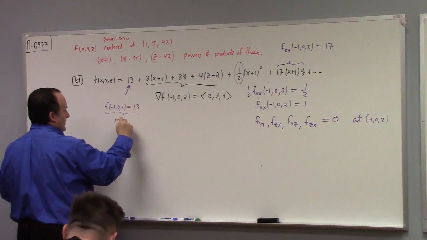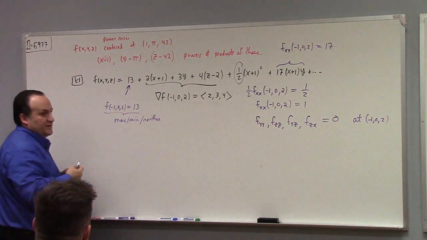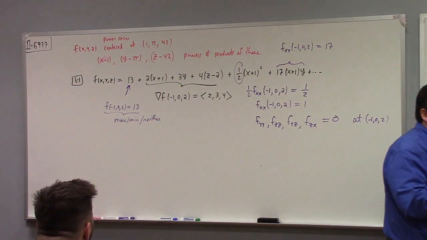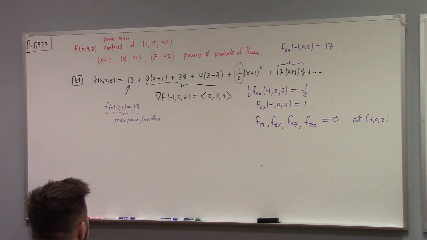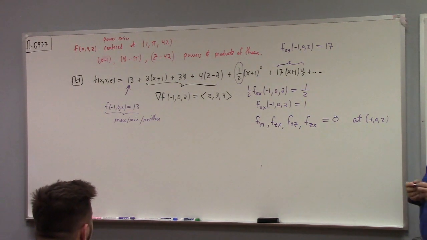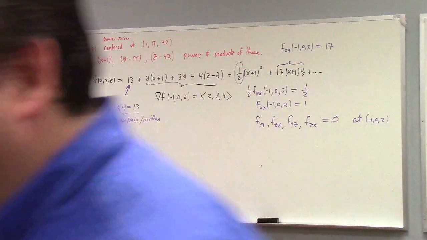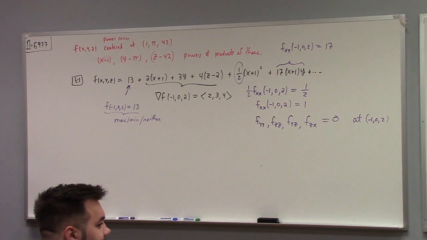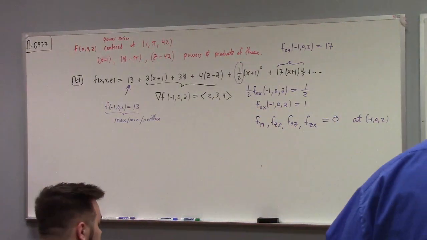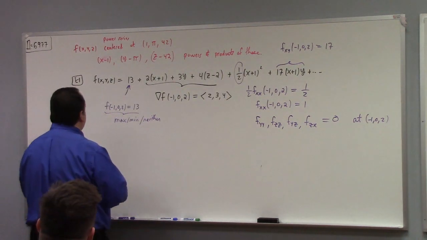Question: max, min, neither? What would you circle? Neither. Why is that? Because the gradient is non-zero. The gradient's non-zero, therefore it's not a critical point. If it is a critical point, the gradient being 0 is a necessary condition if the derivatives exist, and they do here, apparently. So, yeah, neither.